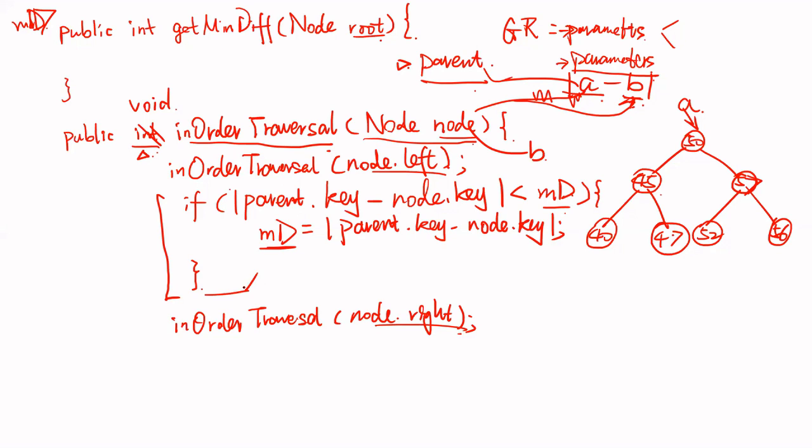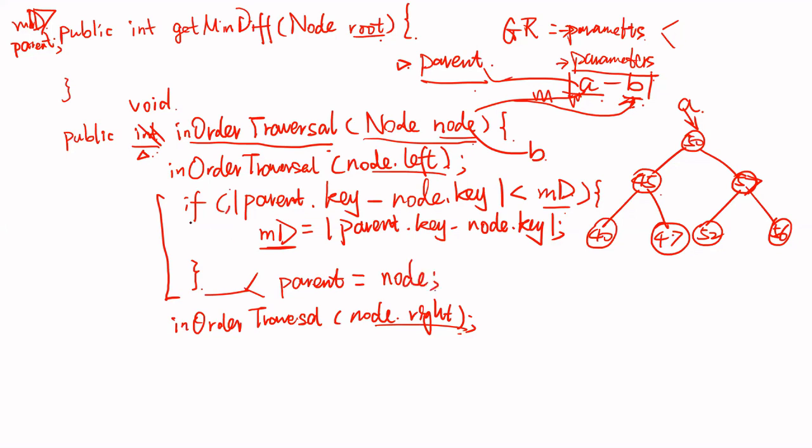Can I do this? Can I add a definition of the parent? I'm going to define the parent as an external variable, for sure. But can I do this? After the if statement, I'm going to assign parent to this node.